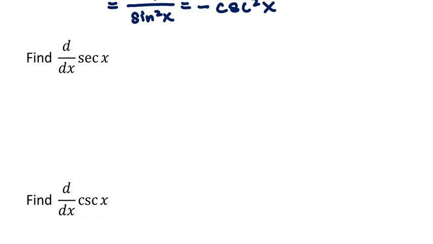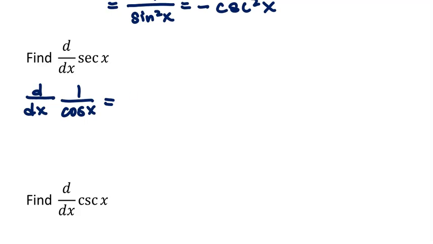For secant and cosecant, the way I would rewrite those is using the reciprocal identities. So secant is 1 over cosine. And then again, you can use a quotient rule on this. You can also use a chain rule on this, which we'll learn next. So if you're interested, you can think about that when we get there as well.